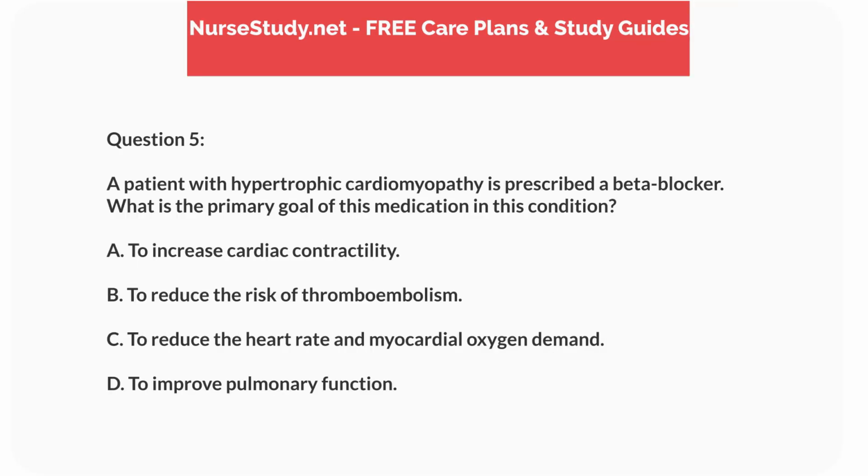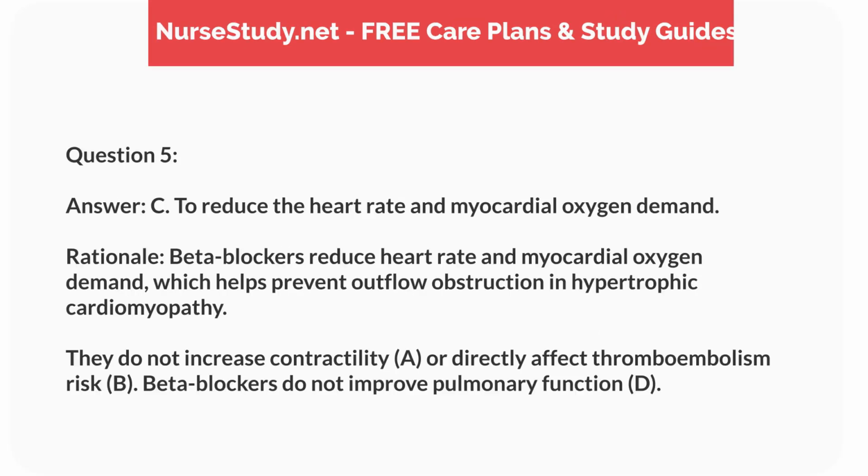Question 5. A patient with hypertrophic cardiomyopathy is prescribed a beta blocker. What is the primary goal of this medication in this condition? A. To increase cardiac contractility. B. To reduce the risk of thromboembolism. C. To reduce the heart rate and myocardial oxygen demand. D. To improve pulmonary function. Answer, C. To reduce the heart rate and myocardial oxygen demand.